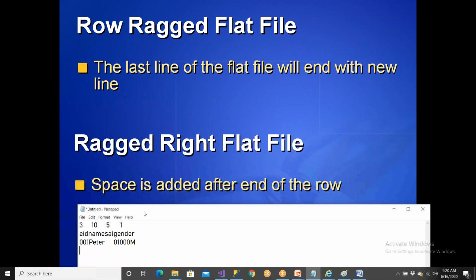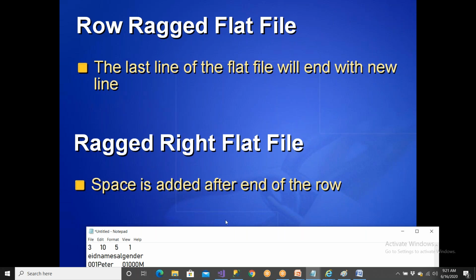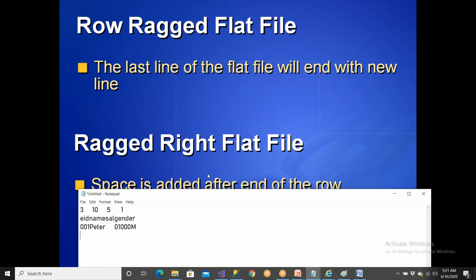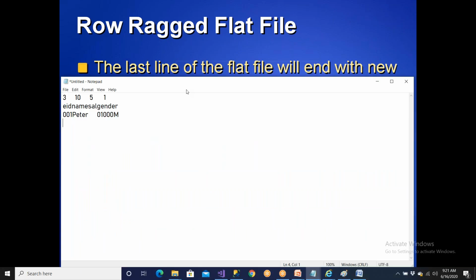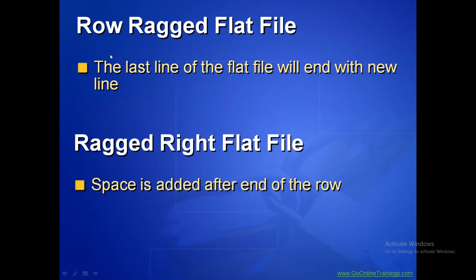And you have ragged right flat files, where space is added after the end of the row. Sometimes you may have data, but after it you have a lot of spaces. For example, I have employee ID, employee name, employee salary: employee 1, say Ram, and 1000, employee 2, Kiran, 2000. I have some data, and after that you will find some spaces there. When you have these spaces, they occupy a lot of space, and you need to trim the spaces and dump the data to the destination.